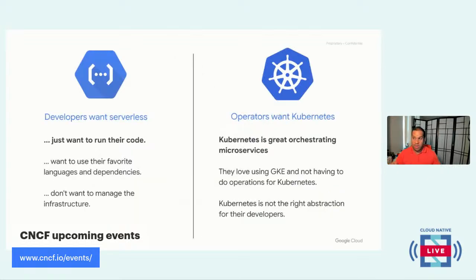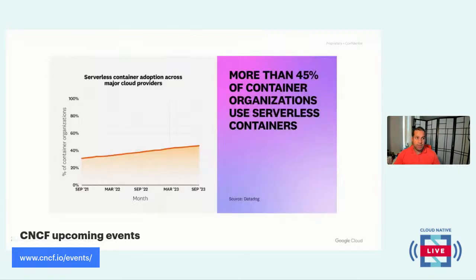So to recap, at this point, developers want serverless. If you were to strip away the word serverless and just say, hey, developer, what do you want to do? I just want to write my code and I want to know that it runs. I don't want to have to think about infrastructure. So developers want serverless. Operators want Kubernetes because it is great at what it does. It's great at managing microservices and whatnot, but it's just not the right abstraction.